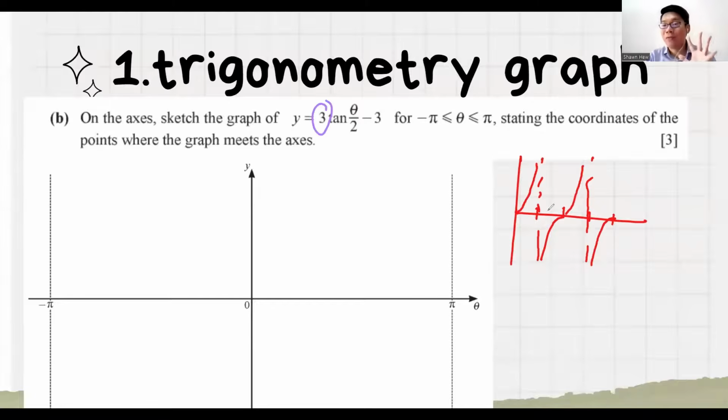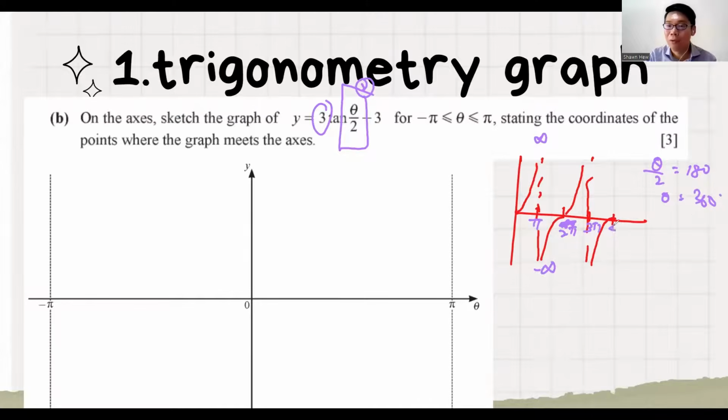Amplitude change won't affect, because the maximum and minimum for this graph is infinity and negative infinity. After times 3 is still infinity. Second part, period change. Yes, period change. So theta over 2, initially here is 180. So we see what happened after this. It will become 360 degrees. It is 2 pi. So here is 2 pi, here is pi, here is 3 pi and 4 pi.